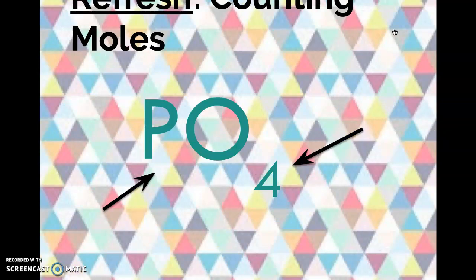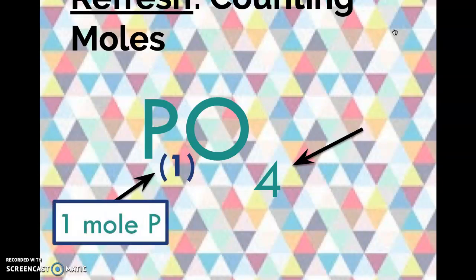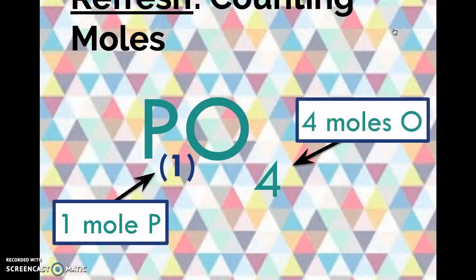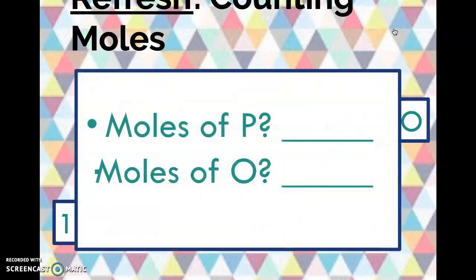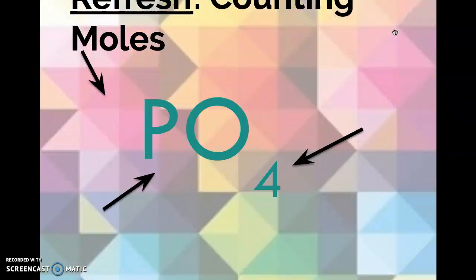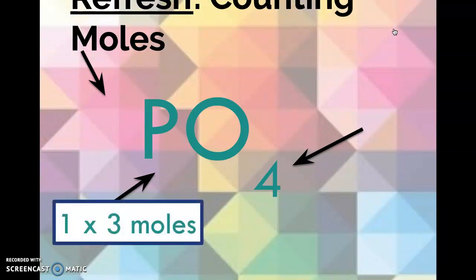So we're going to refresh how to count moles. We're going to start off with this compound, this molecule called phosphate, PO4. How many moles of phosphorus are there in this molecule? There is a subscript of 1, therefore there is going to be 1 mole of phosphorus. For oxygen, there's a subscript of 4, therefore there's going to be 4 moles of oxygen. So once again, there's 1 mole of phosphorus and 4 moles of oxygen. But in terms of the entire compound, there's 1 mole of phosphate.